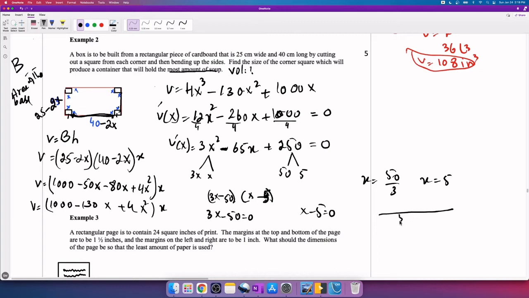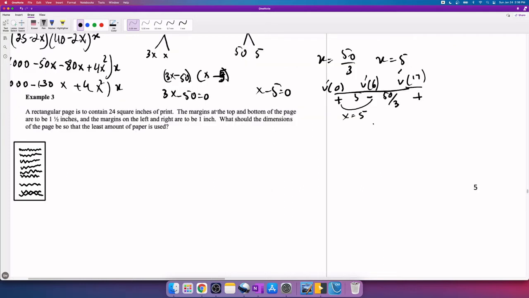So this is 5 and this is 50 over 3. We pick something here and plug it in V prime. I'll probably pick 0. It will give me positive. When I pick here V prime 6, you plug in 6, you're going to get negative. Plug in here, this 50 divided by 3, change it into decimal is 16.6. So I'm going to pick 17 here, V prime 17. And this is going to give me positive. So positive to negative, that's where it's maximum. So we're going to pick x equals 5 instead of 50 over 3.